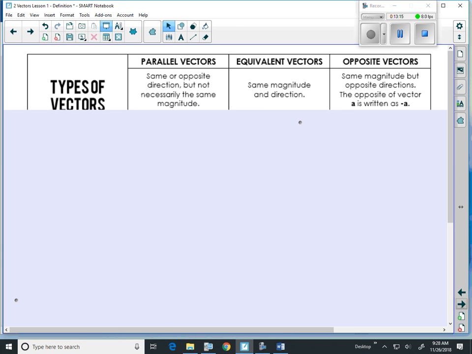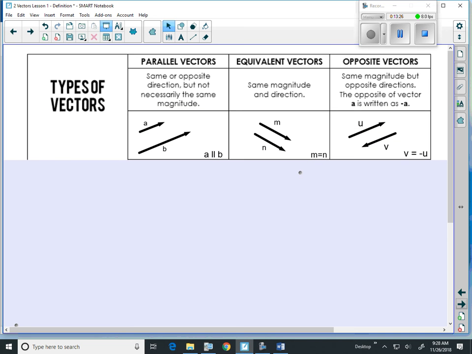All right, our other types of vectors. Parallel vectors. You can probably guess what those are going to look like. We have equivalent vectors and opposite vectors. So if we're looking at parallel vectors, here's an example. Not necessarily the same size, but they are going the same direction. Oh, I guess they don't have to be going the same direction. Well, that would be opposite. No, it wouldn't. Sorry, they can be going different directions. But they don't have to be the same size if they're parallel.